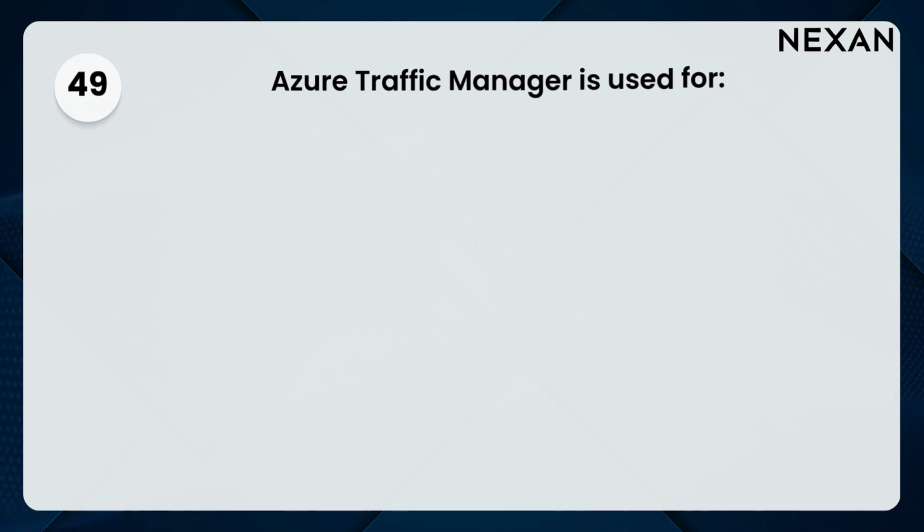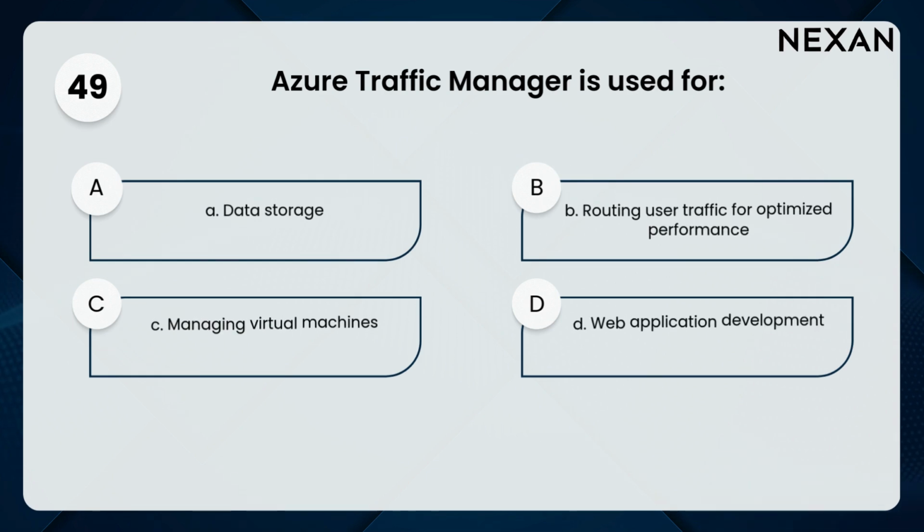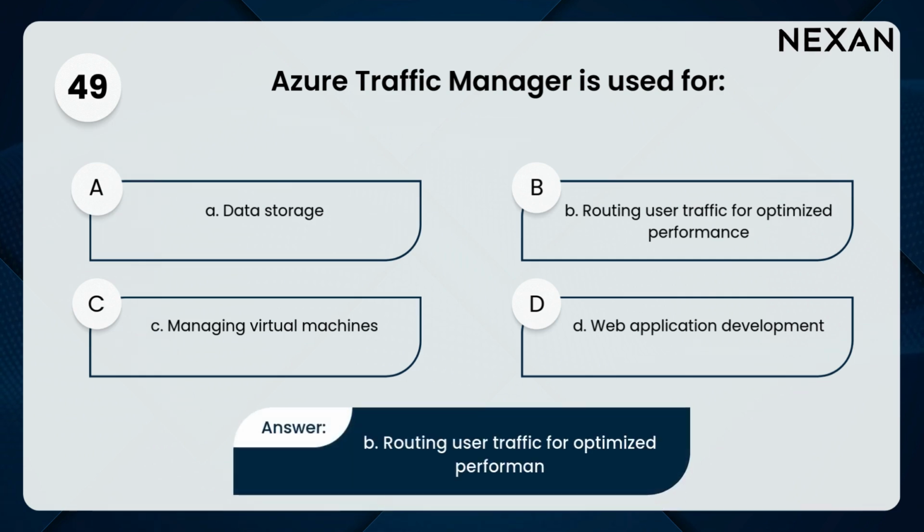49. Azure Traffic Manager is used for: A. Data storage, B. Routing user traffic for optimized performance, C. Managing virtual machines, D. Web application development. Answer: B. Routing user traffic for optimized performance.